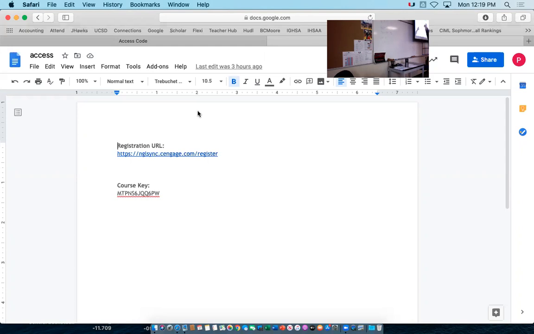They said to use this register link. So we copy that into our URL and then we log in, and you might have to register again. And then you put that course key in, copy and paste that in, and it should work, and they shouldn't have to worry about the access code. That is our access code. This is it. So go ahead. I can't do it because I've already done it. So what you want to do is copy that into your URL. Do the URL first, and then copy that course key.